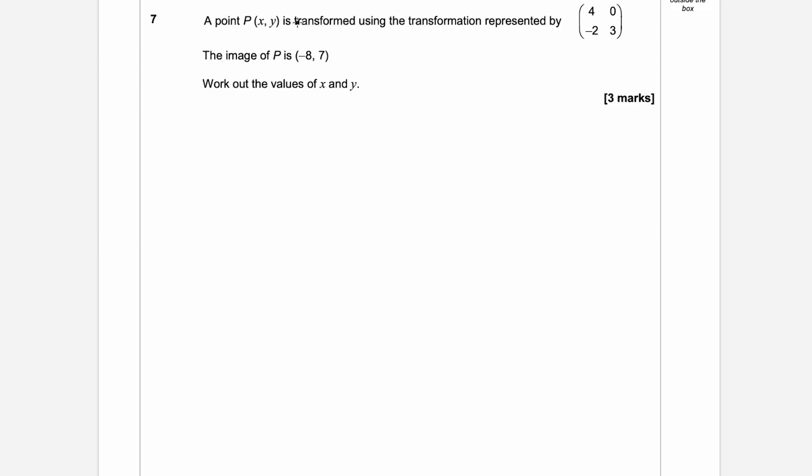A point P is transformed using the transformation matrix represented by this. The image of P is this. Work out values for x and y. Okay, so we're going to do this, guys: the matrix (4, -2, 0, 3) times the point (x, y), because we're going to transform this point using this matrix. So this matrix times this point gives us (-8, 7).